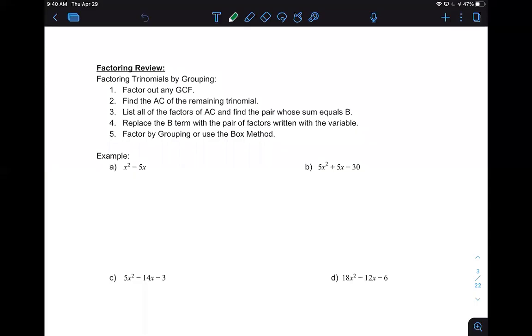So if we look at this first example, x squared minus 5x, is there a GCF between x squared and minus 5x? X. Okay, so the GCF is x. If we factor that out, it goes in the front. What's x squared divided by x? X. And what's negative 5x divided by x? Negative 5. And that's all you can do on that first one.